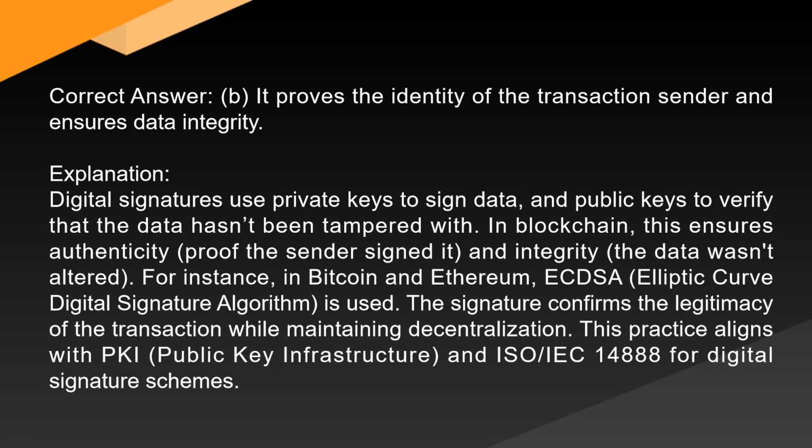Correct answer. B. It proves the identity of the transaction sender and ensures data integrity. Explanation. Digital signatures use private keys to sign data and public keys to verify that the data hasn't been tampered with. In blockchain, this ensures authenticity, proof the sender signed it, and integrity, the data wasn't altered.